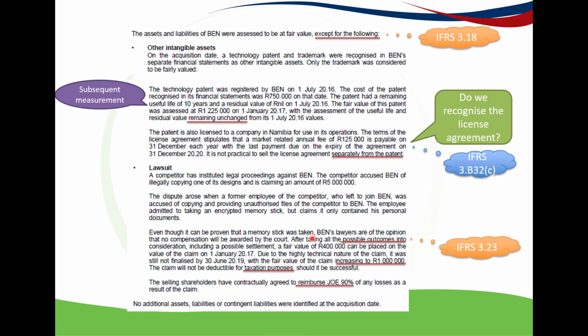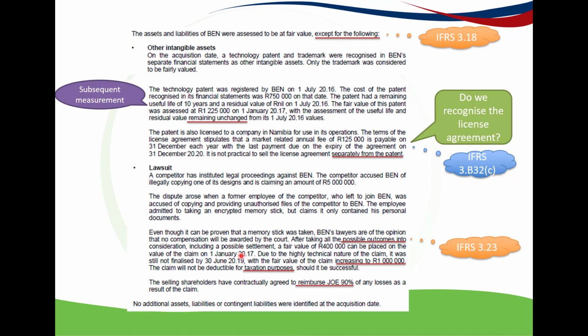IFRS 3 paragraph 23 is applicable for this item. It says, the requirements in IAS 37 do not apply in determining which contingent liabilities to recognize as of the acquisition date. Instead, the acquirer shall recognize as of the acquisition date a contingent liability assumed in a business combination if it is a present obligation that arises from past events and its fair value can be measured reliably. So here it complies with that paragraph, so we know we can recognize a contingent liability at 400,000 at acquisition date.